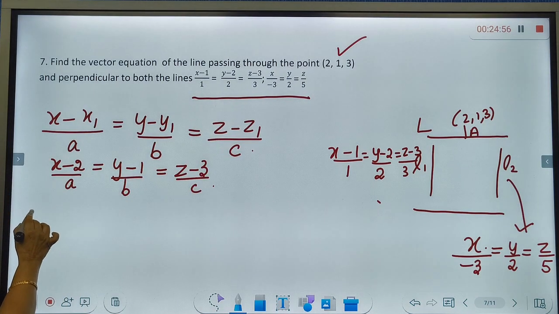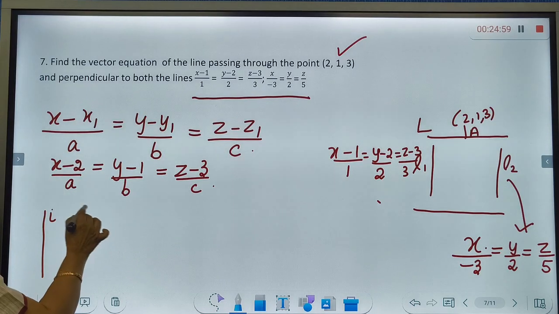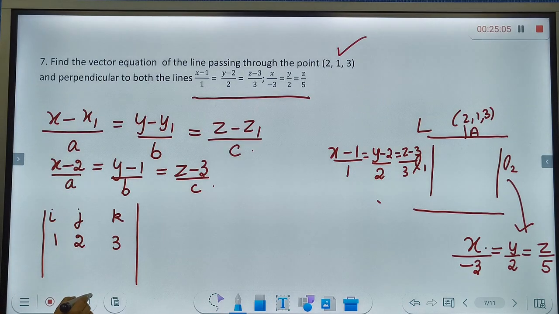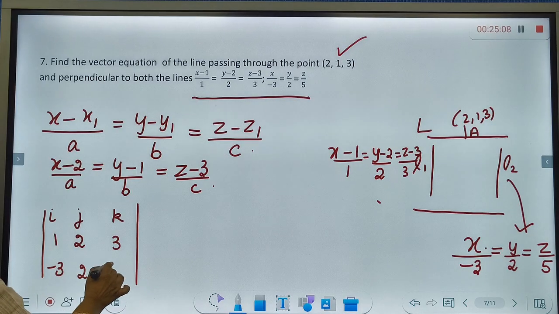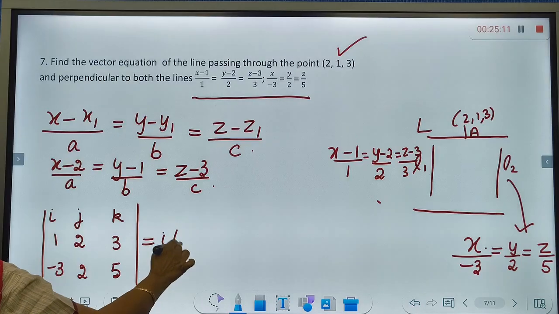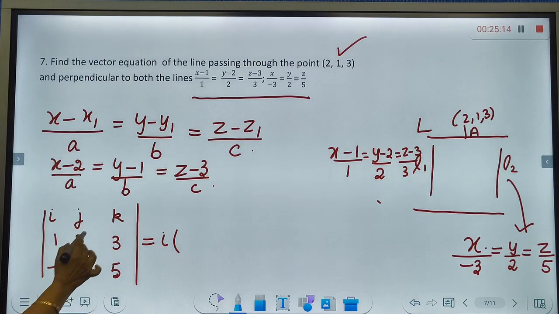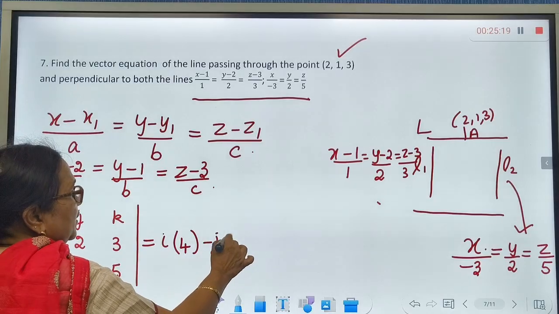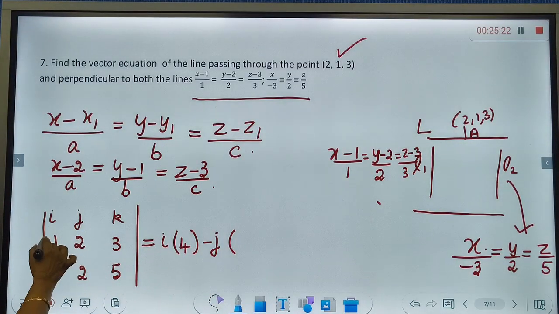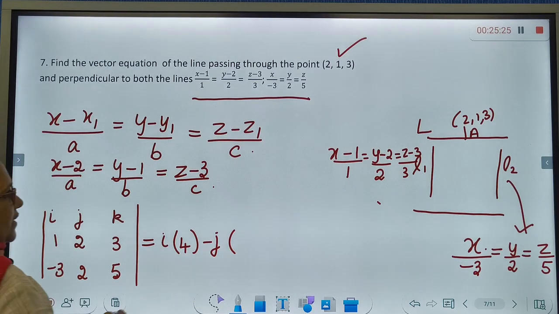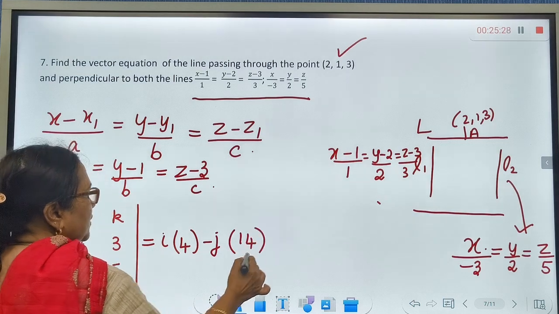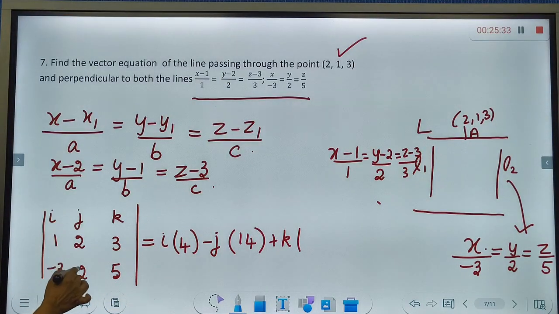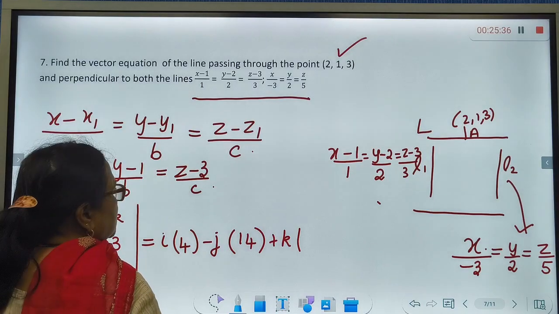How will you take the cross product? Determinant i, j, k, 1, 2, 3, minus 3, 2, 5. This will be i into, leaving out that column and row, 2 fives are 10, 10 minus 6, 4. Then minus j into, leaving out that column and row, 5 plus 9, which is 14. Then plus k into this column and row, so 2 minus of minus 6, which is 8.